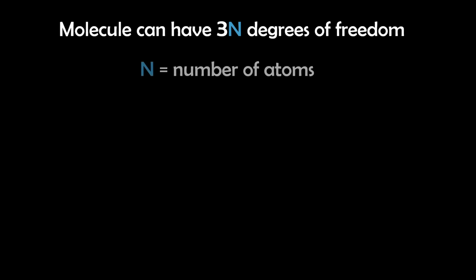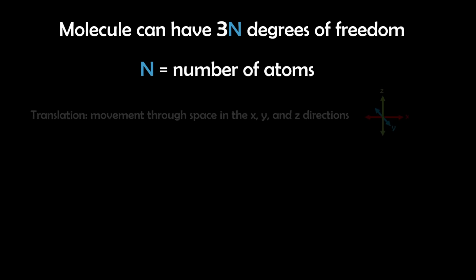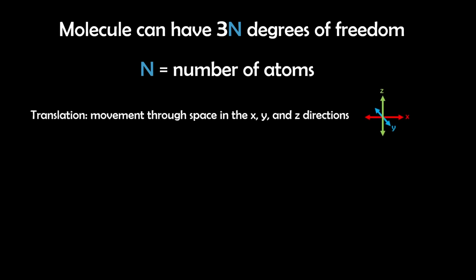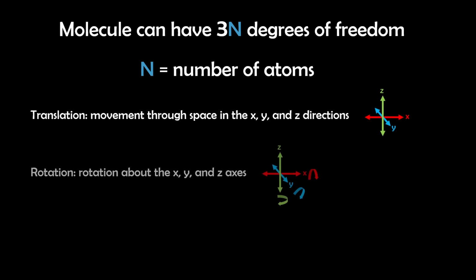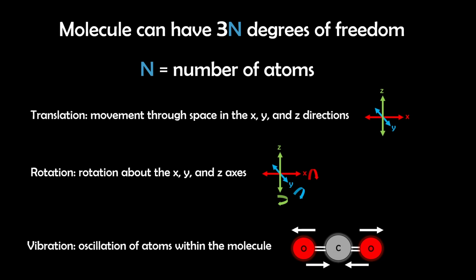A molecule with n atoms has 3n degrees of freedom, which describes all possible types of motion. These fall into 3 categories. Translation, which is the movement through space in the x, y, and z directions. Rotation, which is the rotation about the x, y, and z axes. And vibration, which again is the oscillation of atoms within the molecule.